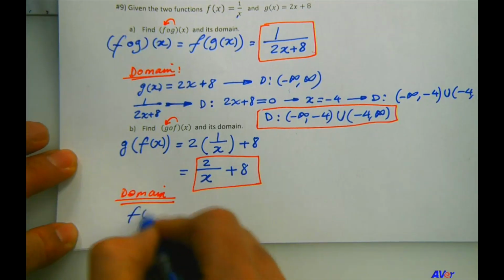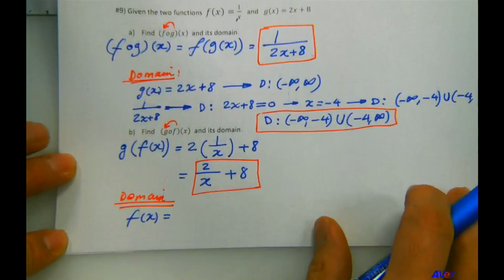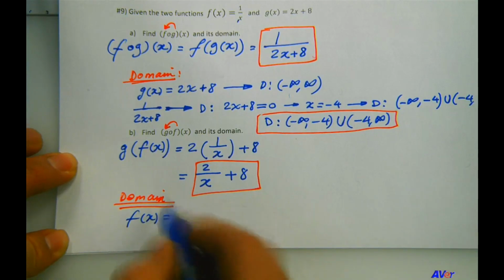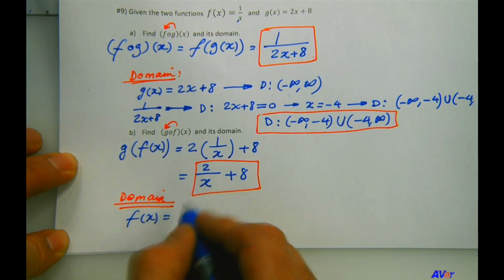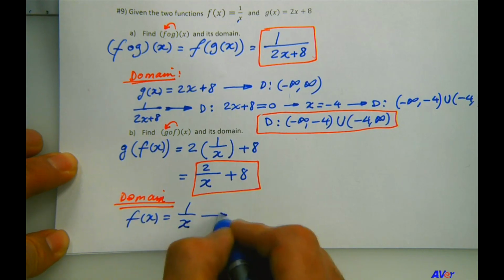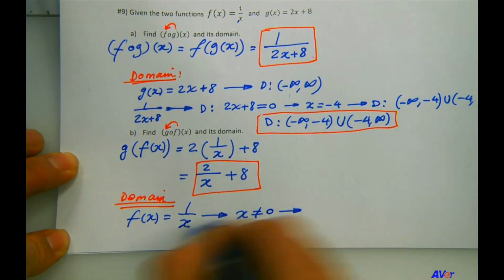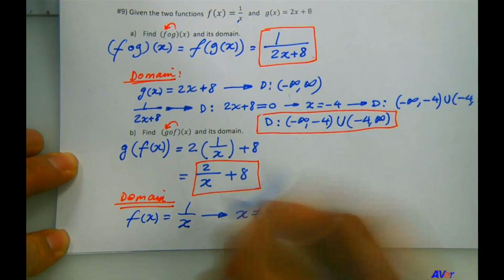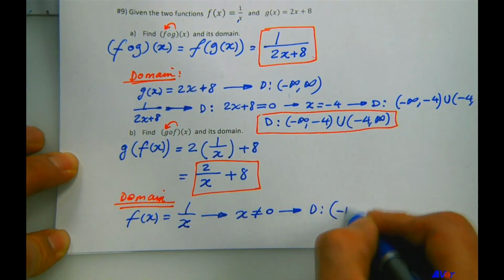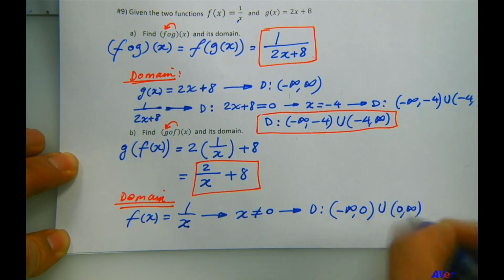So that was the function f of x. I want to keep everything on the screen like that. So f of x was 1 over x. And from this, we know that x cannot be 0. So the domain of this function, the function that went into the other function, is equal to negative infinity to 0 union 0 to infinity, right?